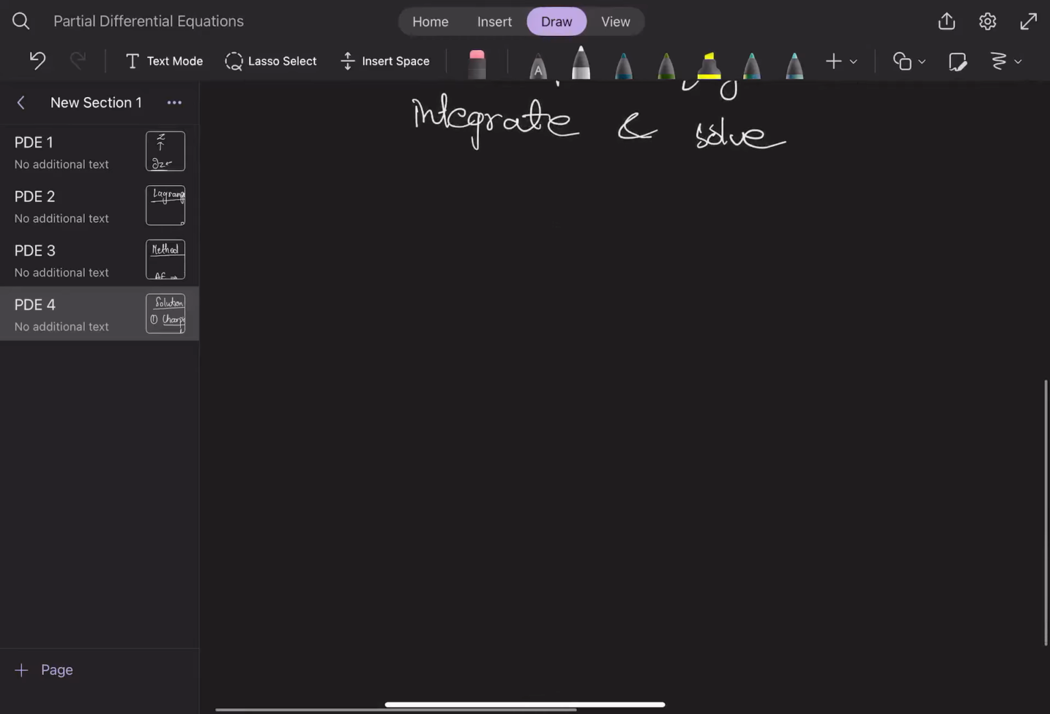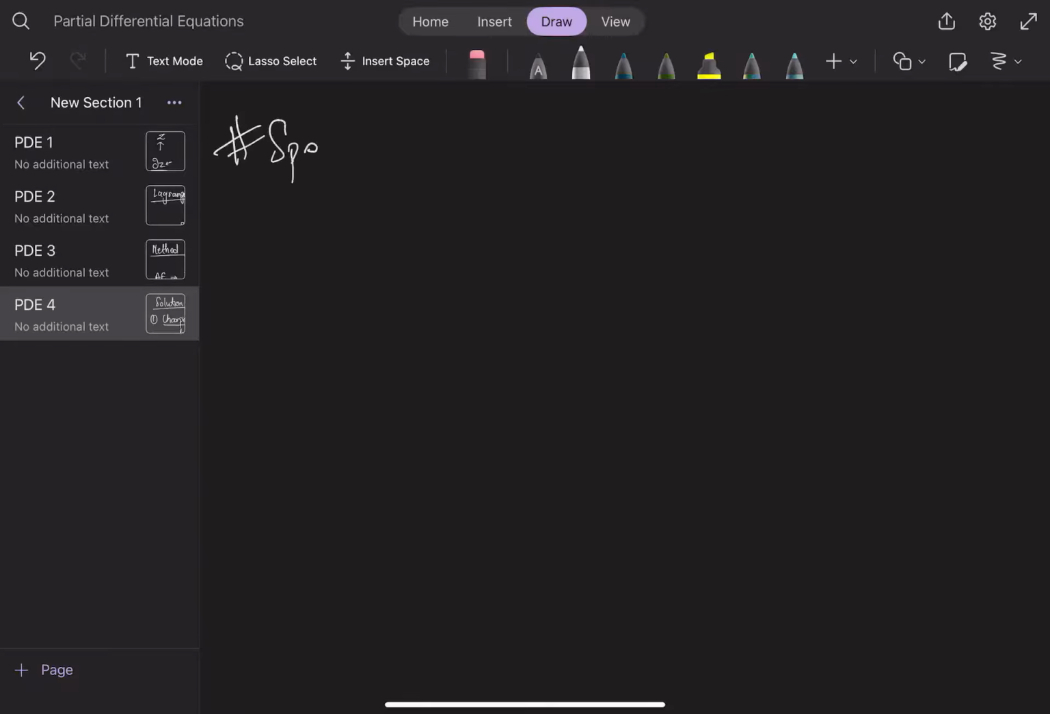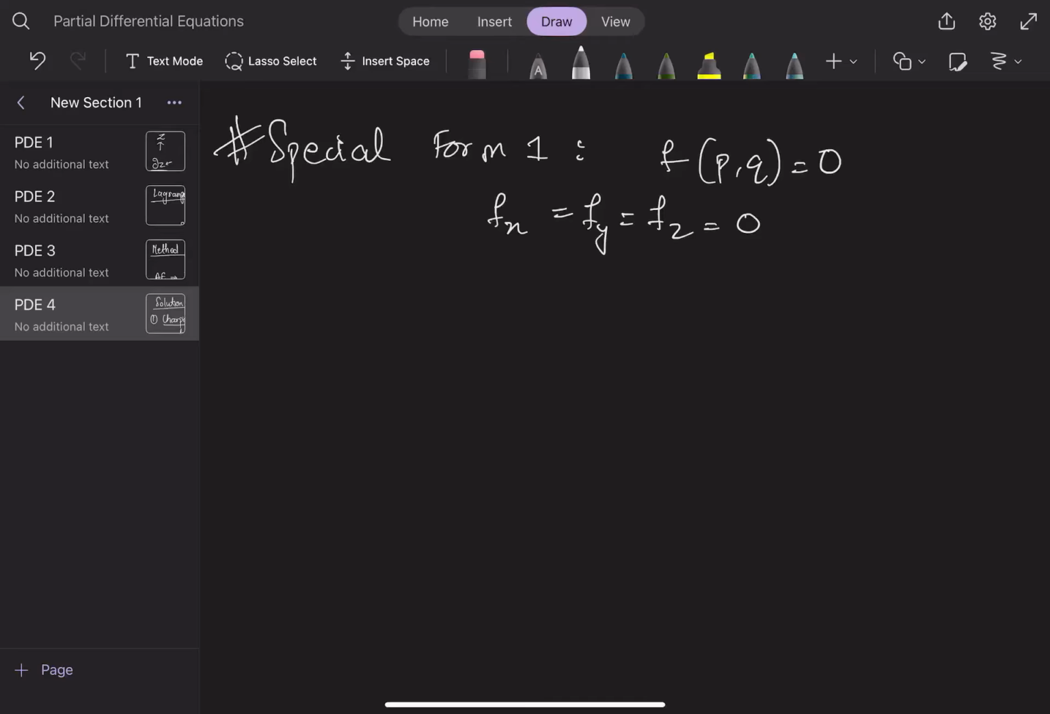So now when we are doing these PDEs, there are basically some special forms that occur. There are 4 or 5 and you need to identify which form it is, and that will give you the method you have to use. So the first special form is when you are given a function of only p and q. In this scenario, fx, fy and fz become 0 because the function is only in p and q.